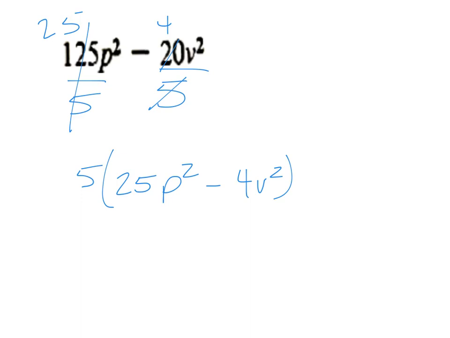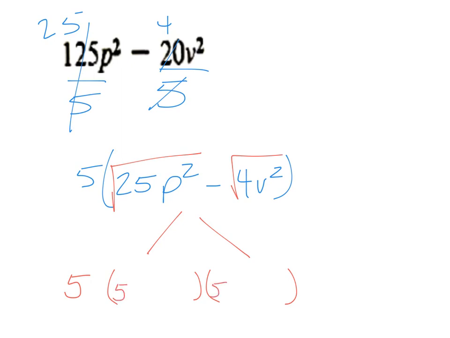Now, you always need to ask yourself, can I factor any further? This can be factored further. The 5 would just drop down, but if you look at the inside of the parentheses, it is a difference of two pieces that are perfect squares. And they are perfect squares because 25 and p squared are perfect, and 4 and v squared are perfect. The square root of 25 is 5, and the square root of p squared is p, plus minus as always, and the square root of 4v squared is 2v. This is how you do DOTS with GCF before it.